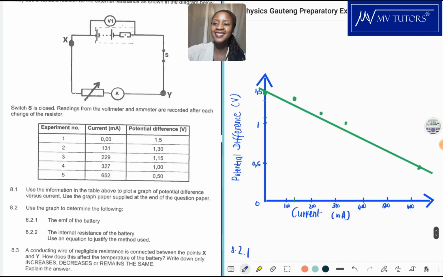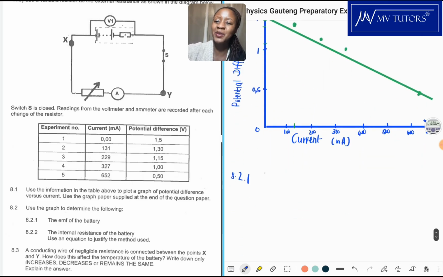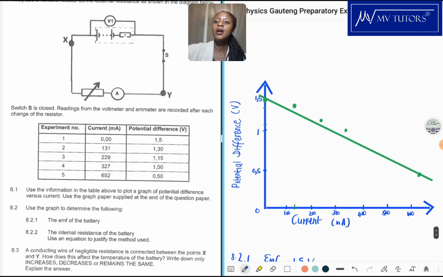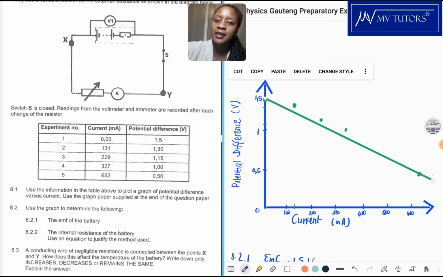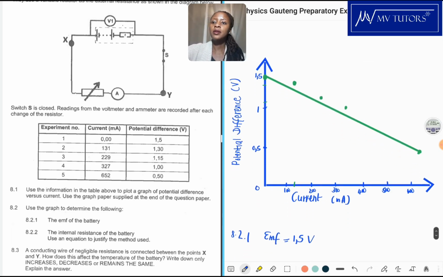But I will get to the graph. So we know that the EMF is 1,5 volts. The intercept of the y-axis actually does give you the EMF. So yeah, the y-intercept will be your EMF. If you plot the graph of potential difference versus current, it will always cut across the y-axis, and you'll get your EMF.